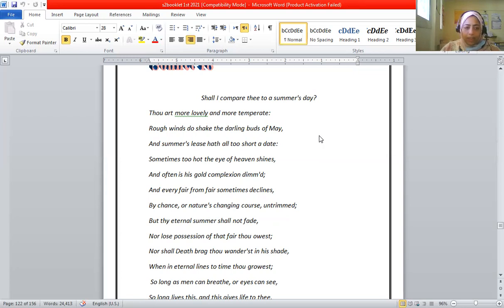In line number three, summer's means grass or trees. Here he wants to say that summer stays for a short time. So even if the weather is good in summer, it doesn't stay for long. It is short in England. So they hope for a longer summer, but unfortunately, it's short. So summer stays too short.